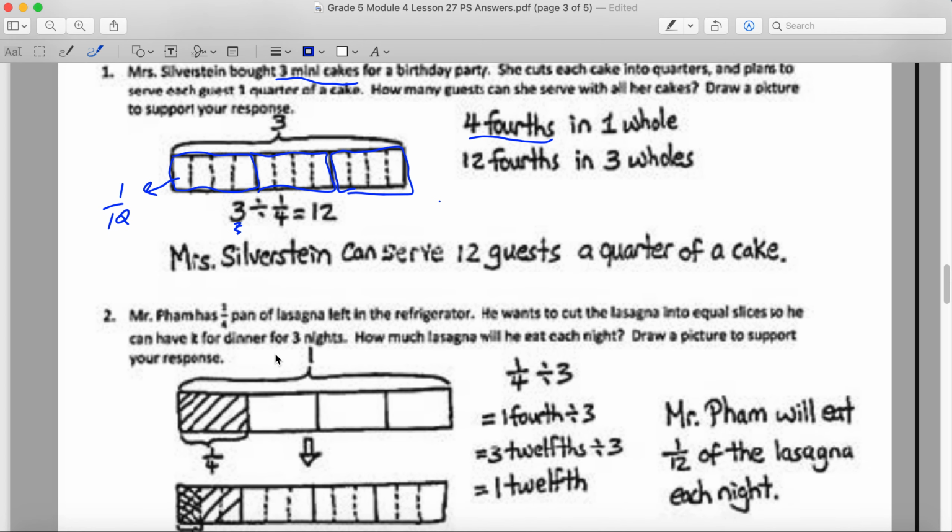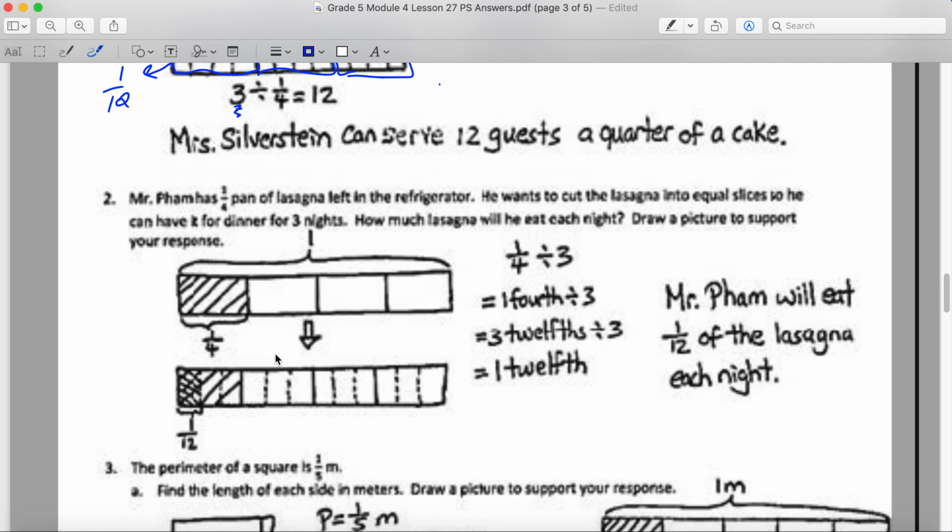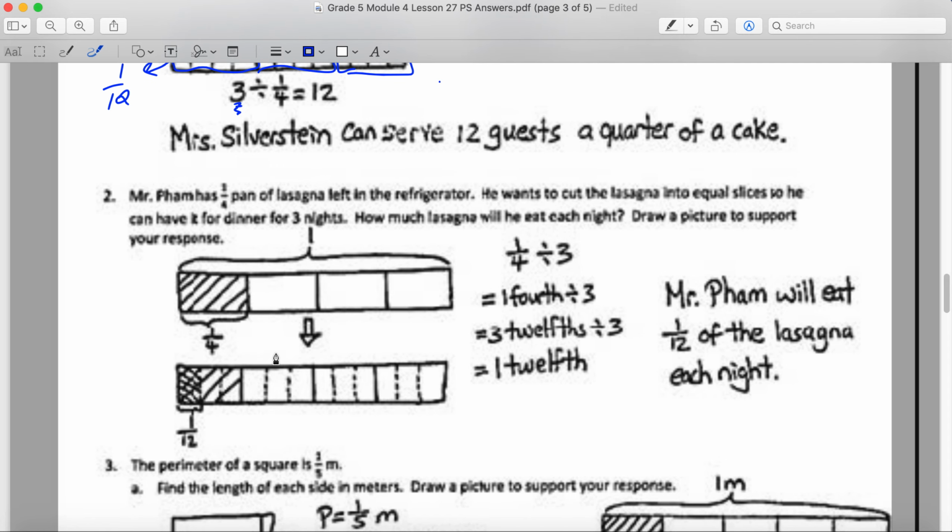Okay, let's go on to our second problem here. It says Mr. Pham has 1/4 pan of lasagna left in the refrigerator. Before I even go on, I just want to say that this picture represents that. So this is 1/4 of a pan. And I'm just going to take the liberty to call this the pan here. Here's the pan that someone has eaten this part and this part and this part. And this is the only part that's left. 1/4 pan of lasagna left in the refrigerator.